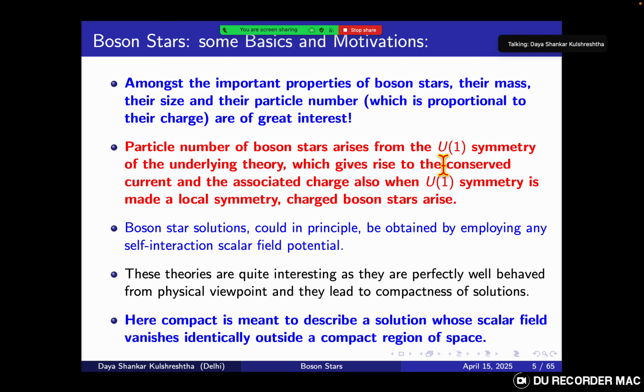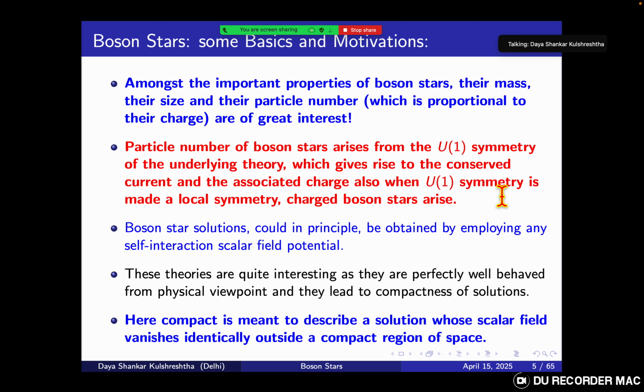Amongst the important properties of boson stars, their mass, their size, and their particle number, which is proportional to their charge, are of great interest. Particle number of boson stars arises from the U(1) symmetry of the underlying theory, which gives rise to the conserved current and the associated charge. Also, when U(1) symmetry is made a local symmetry, charged boson stars arise. So, I will be presenting three models. Two of them will have local gauge symmetry, and the last one would have a U(1) phase symmetry. So, it will not be charged, but the first two would be the charged boson stars.